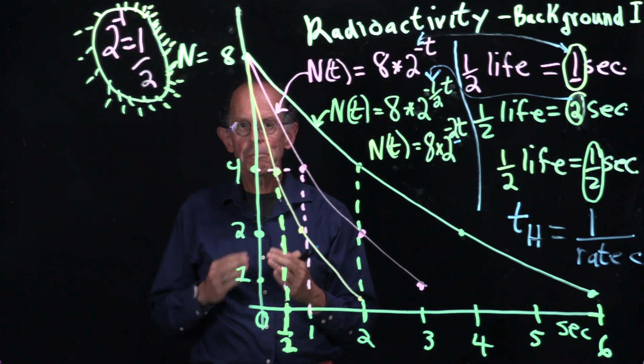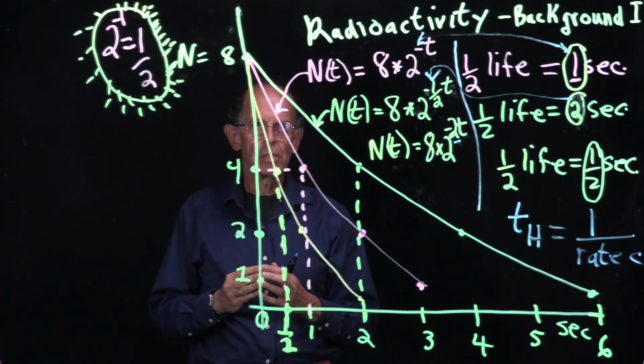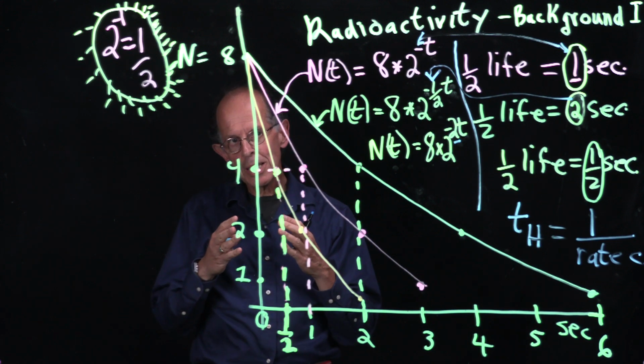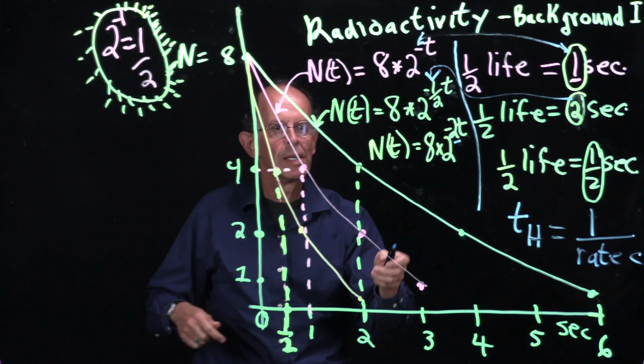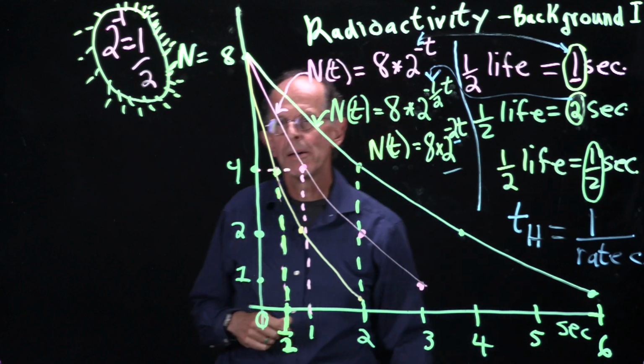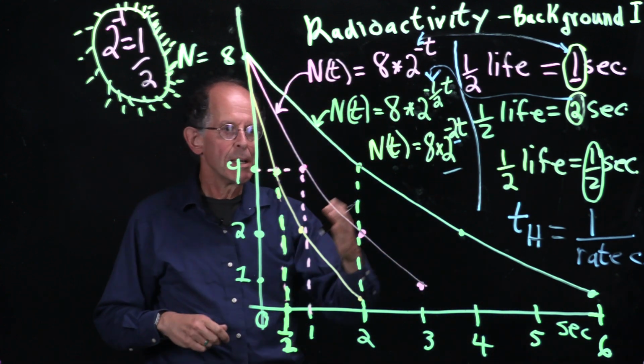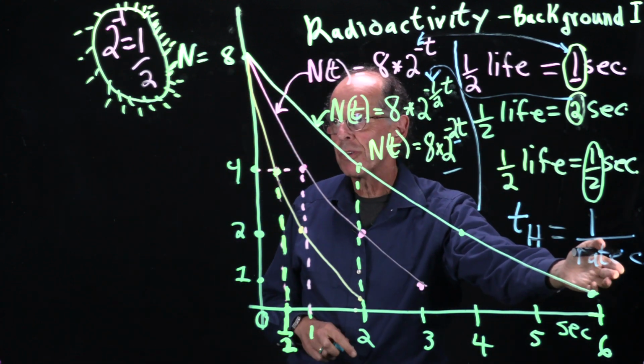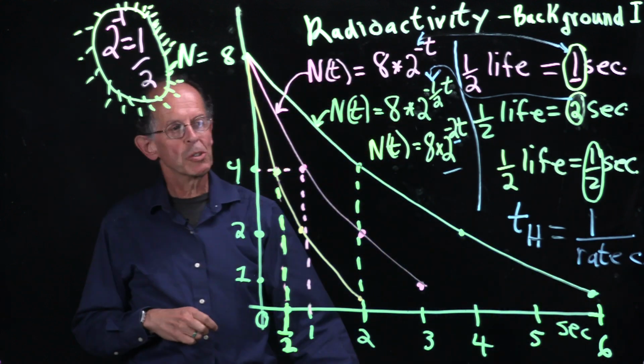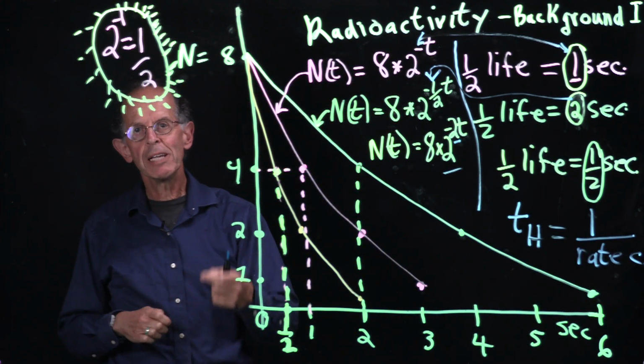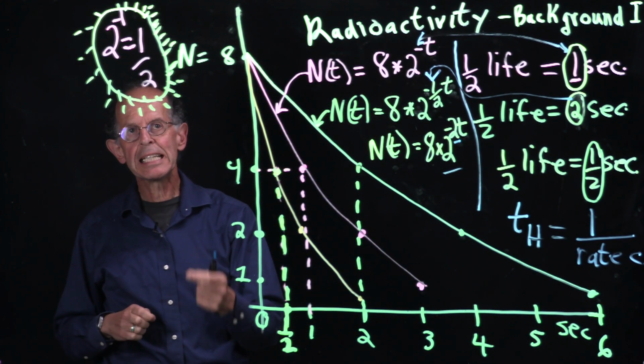Now we're going to apply this to the real world, where we're going to see that we don't use 2 as our base for decay. But the final result is going to be very similar to what we have, so that the half-life is 1 over the decay rate.